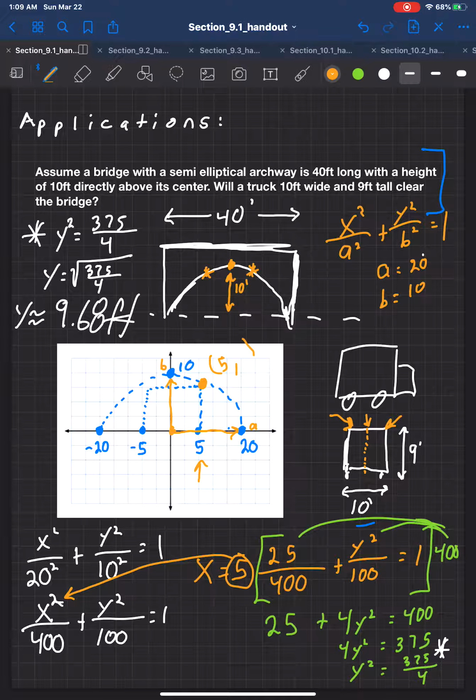So answer the question. Are you going to clear the bridge, yes or no? So this is 9.68. Well, your truck is 9 feet tall. And as long as you stay centered on the road, right through the middle of this bridge, the bridge is 9.68 feet tall. So you are going to clear the bridge. If your truck's 9 feet tall and the bridge is 9.68 feet tall, then you are going to be able to go under the bridge. Okay, that is not a problem.